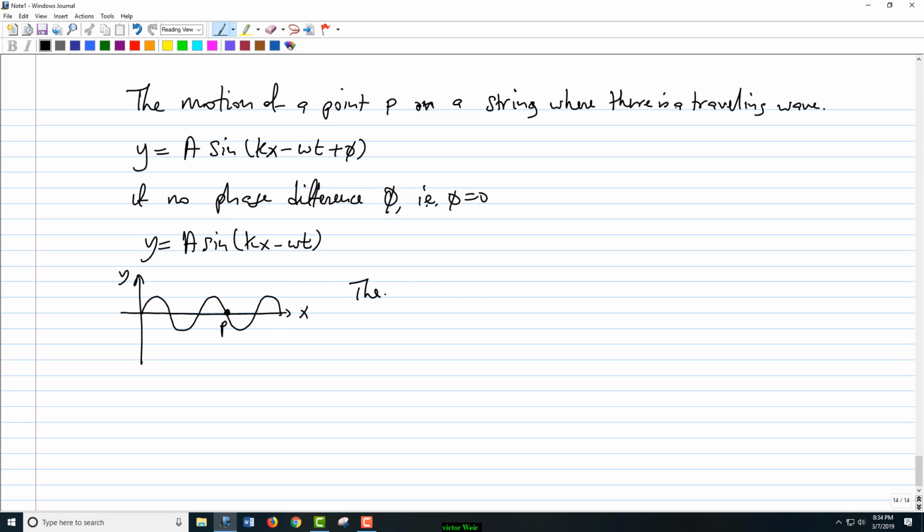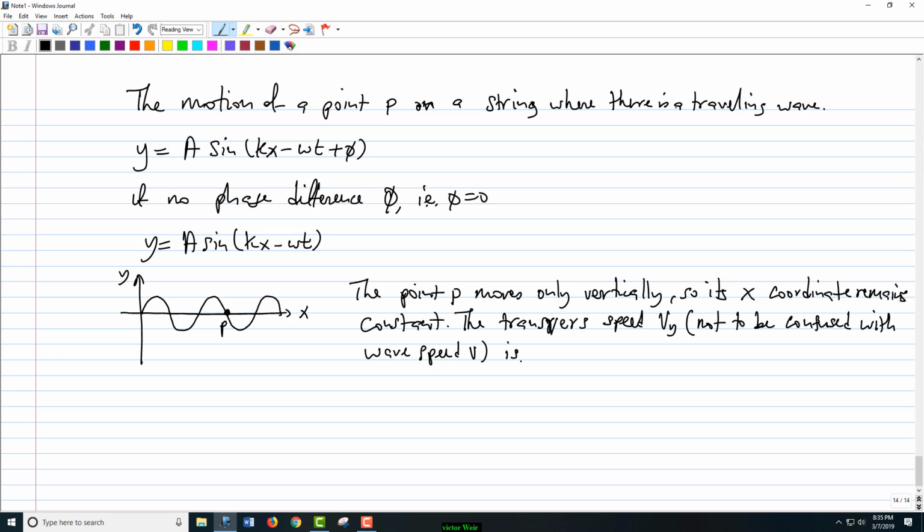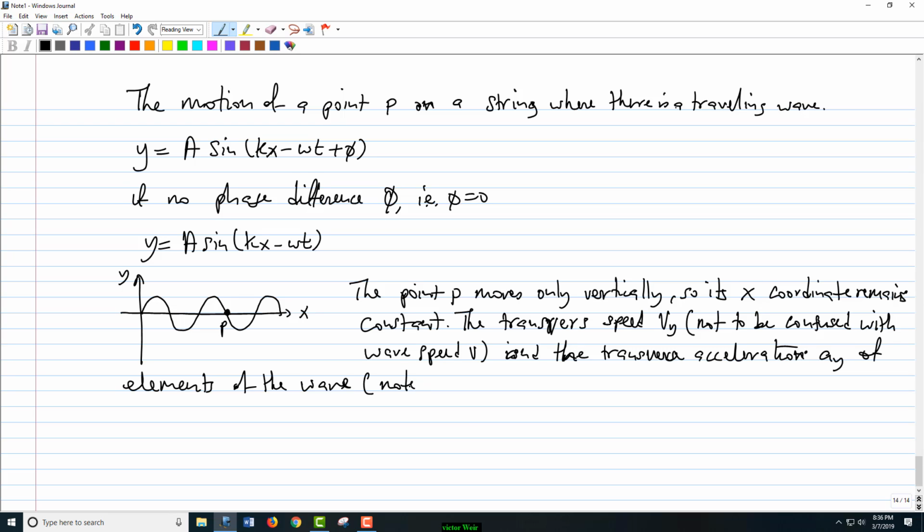The point P moves only vertically, so its x coordinate remains constant. So in this case, transverse speed v subscript y, make sure you don't confuse that with the wave speed that we talked about previously, and the transverse acceleration a subscript y of elements of the string, or let's say elements of the wave. And we just note that the wave is on a string, so the medium through which the waves are propagating is a string.